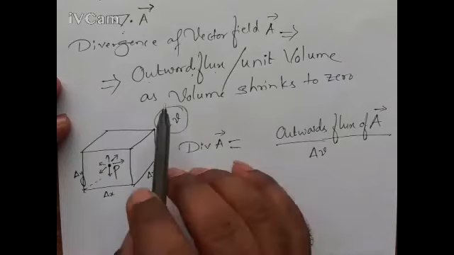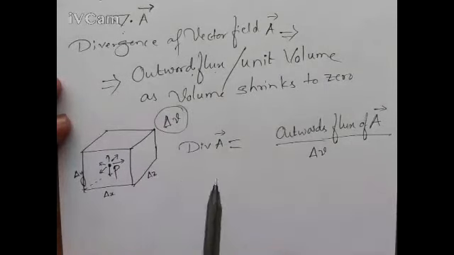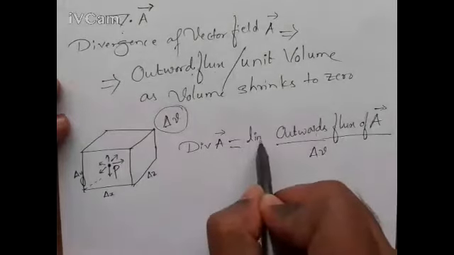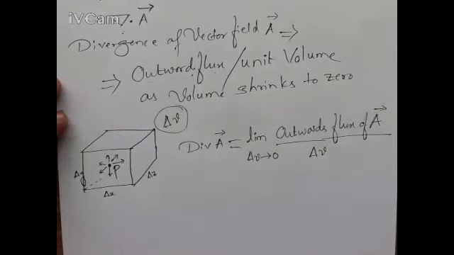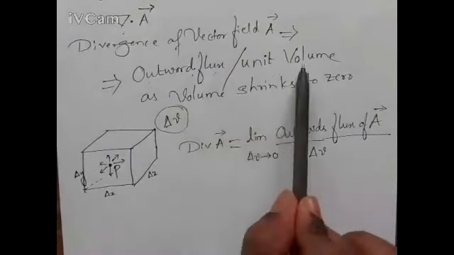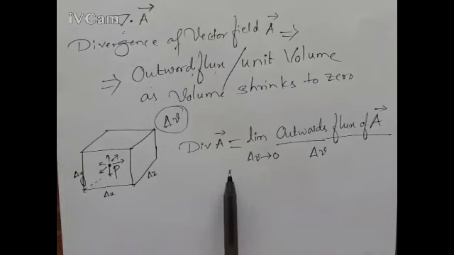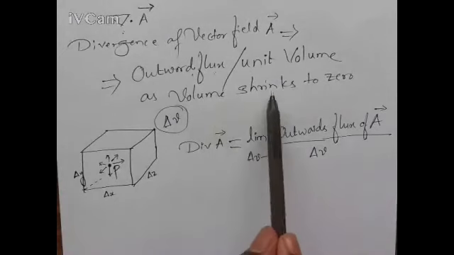Next sentence, as volume shrinks to zero. What they are telling is they are limiting it. How much are they limiting? It is shrinking to zero. That means some kind of a limit we are giving to that. So this is a limit of delta V tends to zero. So this is the definition of the divergence of a vector field A. What it says, very simple: outward flux per unit volume, only that much. But another condition we have is that the volume shrinks to zero.